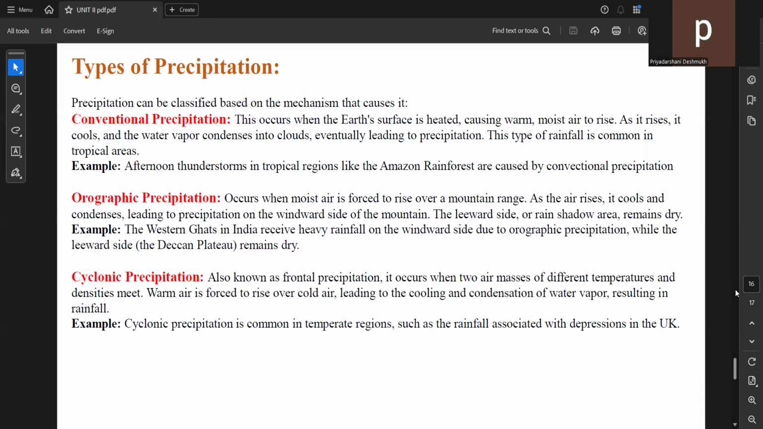The next one is cyclonic precipitation, also known as frontal precipitation. It occurs when two air masses of different temperatures and densities meet. Warm air is forced to rise over the cool air, leading to cooling and condensation of the water vapor, resulting in rainfall. So there are some examples of each precipitation. These are the main types of precipitation.